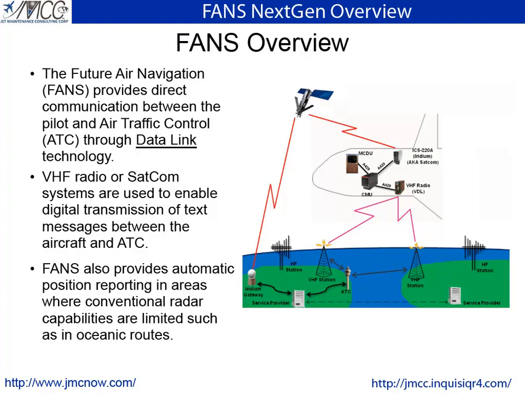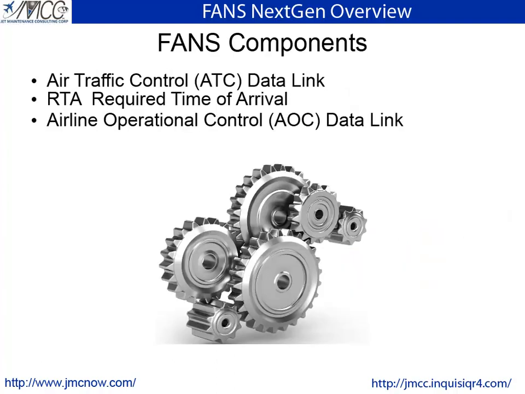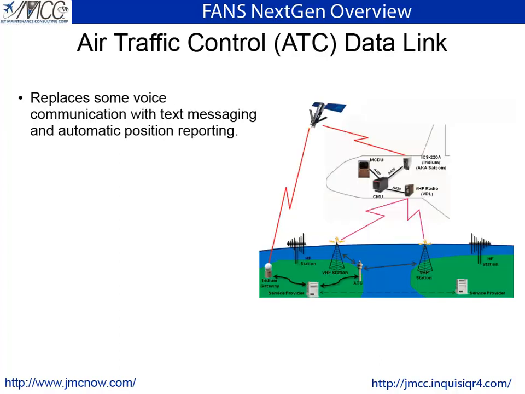The components of the Future Air Navigation System include Air Traffic Control Data Link, Required Time of Arrival, or RTA, and Airline Operational Control, or AOC. Let's define what each of these components actually means. Air Traffic Control Data Link replaces some of the voice communication between the flight crew and air traffic control with text messaging and automatic position reporting.